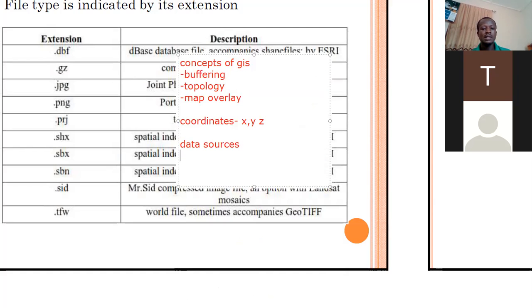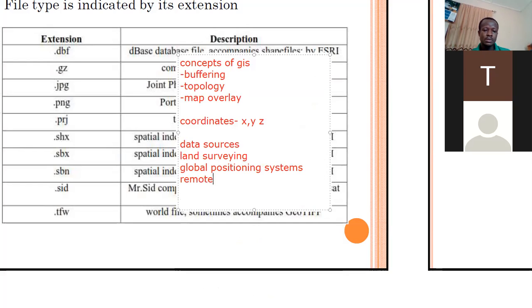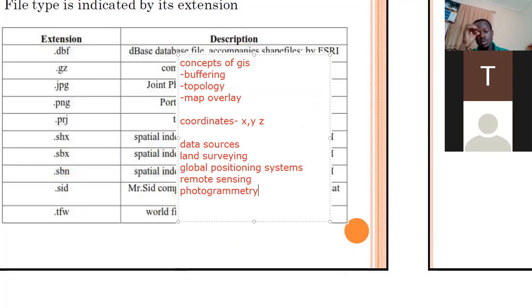Data sources are land surveying. These are primary data sources. Secondary ones, you can buy them. We talked about global positioning systems, remote sensing, and photogrammetry. Be able to distinguish between these and find out which one will work in particular scenarios and which ones won't work. Are you okay?